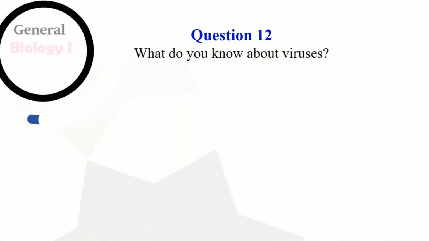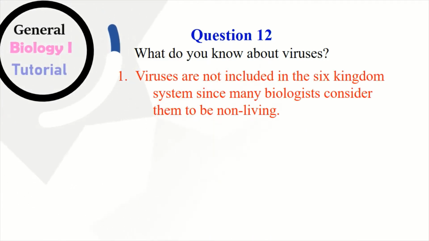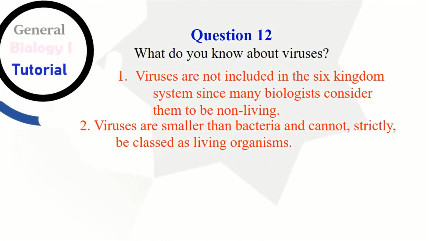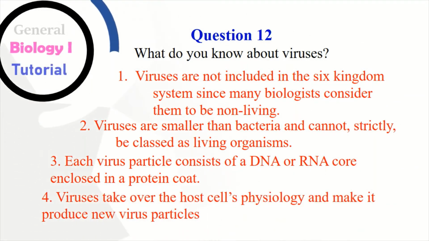Question 12. What do you know about viruses? 1. Viruses are not included in the Six Kingdoms system, since many biologists consider them to be non-living. 2. Viruses are smaller than bacteria and cannot, strictly, be classed as living organisms. 3. Each virus particle consists of a DNA or RNA core enclosed in a protein coat. 4. Viruses take over the host cell's physiology and make it produce new virus particles.